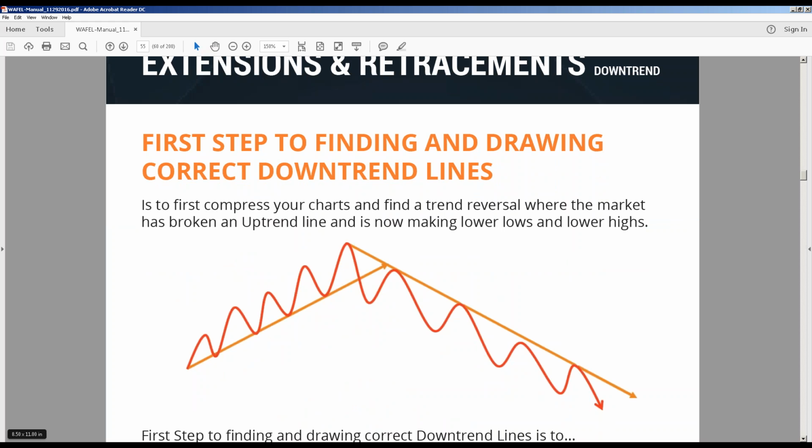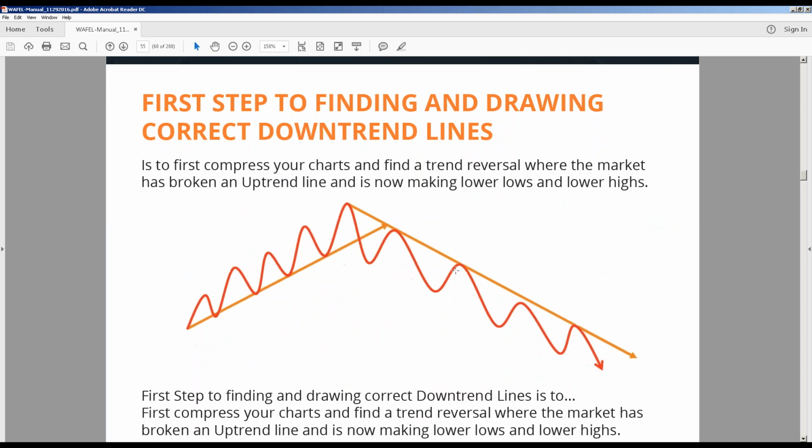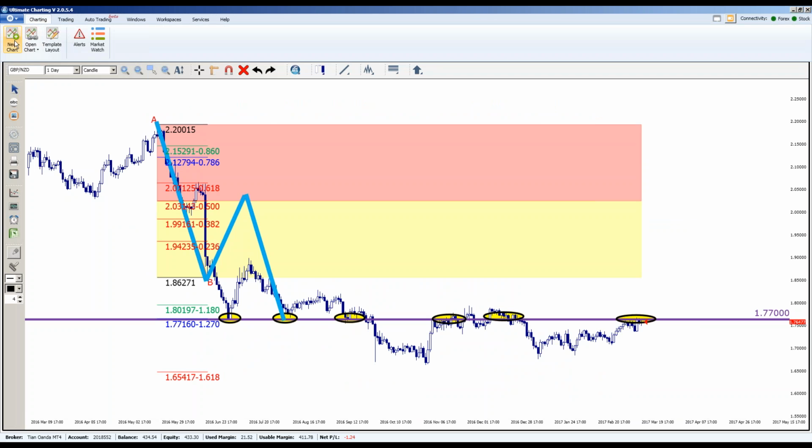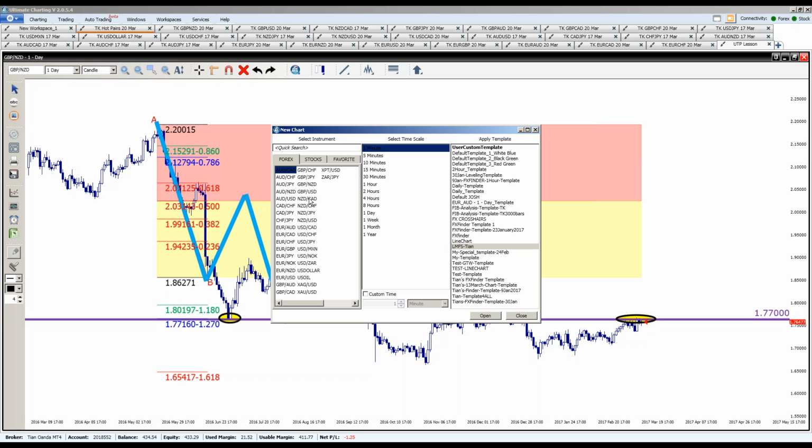First step to finding and drawing correct downtrend lines is to first compress your charts and find a trend reversal where the market has broken an uptrend line and is now making lower lows and lower highs. Here's an example. Let's open up the pound Aussie.